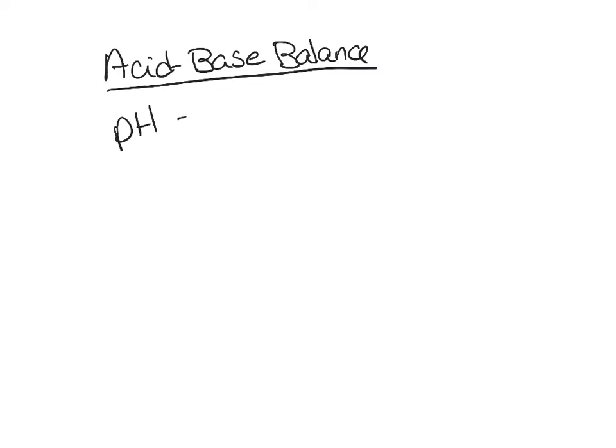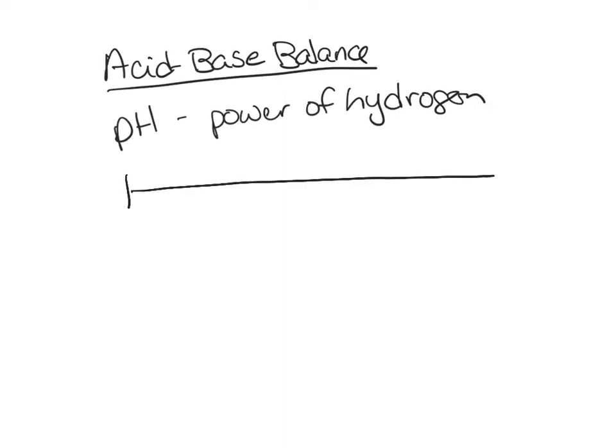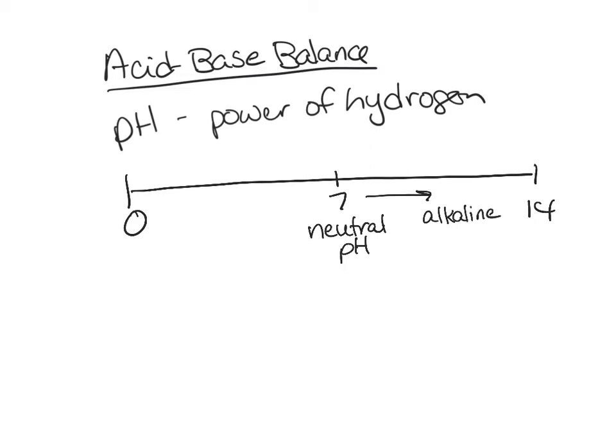So pH basically is the power of hydrogen. So it's how many hydrogen are in solution. On a pH scale of 0 to 14, 7 is right in the middle, and that is considered a neutral pH. Any pH that is higher than 7 is considered alkaline, and any pH that is lower than 7 is considered acidic.